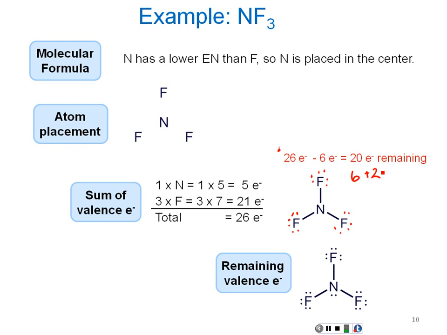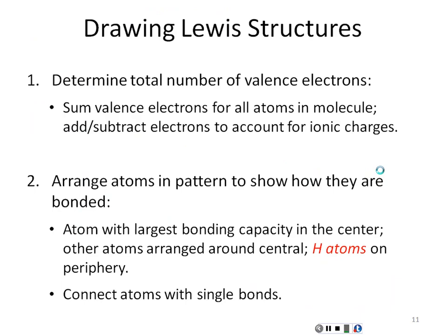There you have the final structure. And you'll notice too that nitrogen now has a full octet. It has 6 electrons associated with it that are in bonds, 3 bonds, and it has 2 electrons that are a non-bonding pair, so it has a full octet. And this is the final Lewis structure for NF3.